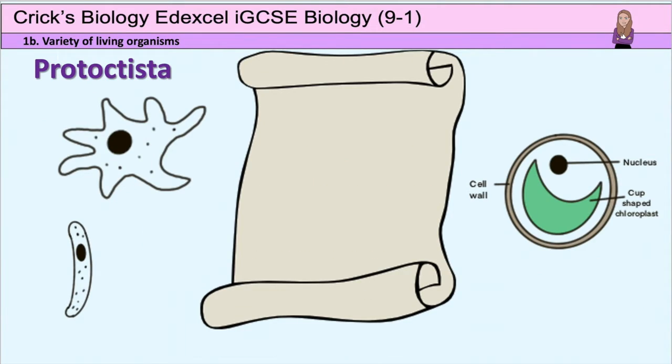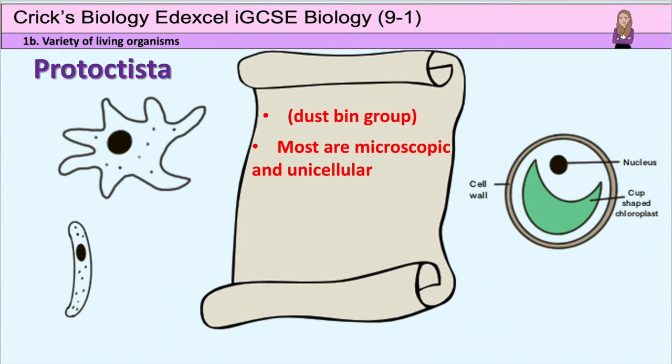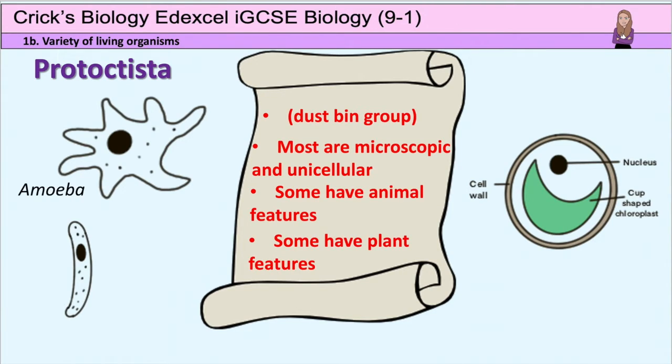The kingdom Protoctista, or protoctists, are sometimes called the dustbin group, but please don't call them this in an exam, because they are a mixed group of organisms that don't fit into the plants, animals or fungi groups. Most protoctists are microscopic single-celled organisms. Some look like animal cells, such as amoeba, and some have features like plants, such as this chlorella.